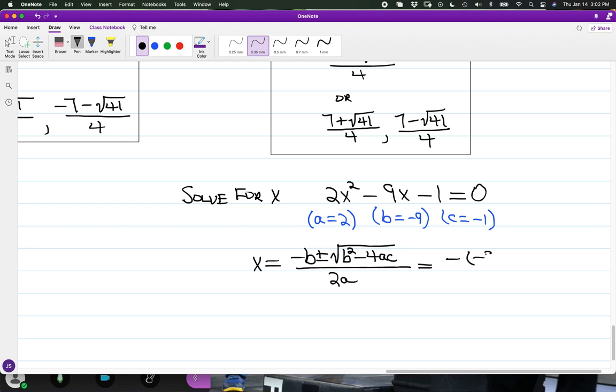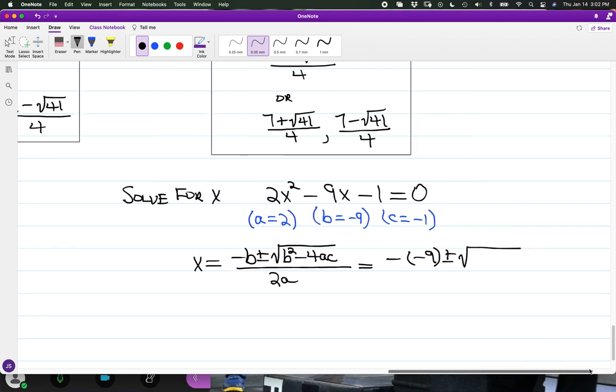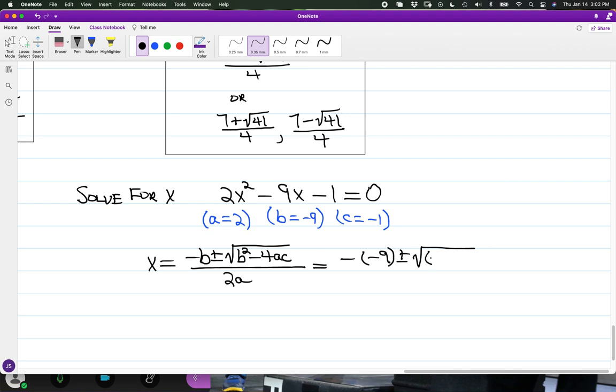So for negative b, we're going to have the opposite sign of negative 9, plus or minus the square root. Now for b squared, we have the square of negative 9. Now again for the minus 4ac part, we had to be careful. So you have minus 4 times a, which is 2, times c, which is now negative 1. And we have all over 2a, again, which is 2 times 2.